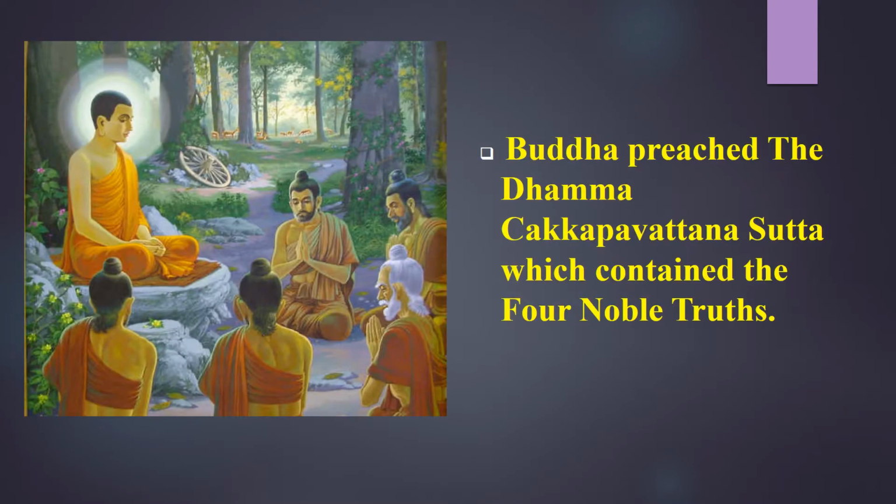Now children, today our topic is Four Noble Truths. Our Lord Buddha preached the Four Noble Truths firstly to the five friends. Buddha preached the Dhammacakkappavattana Sutra, which contains the Four Noble Truths. They are Dukkha Satya, Dukkha Samudaya Satya, Dukkha Nirodha Satya and Dukkha Nirodha Gamini Patipada Arya Satya.